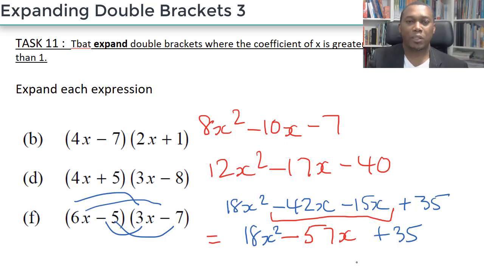Done. We've now looked at expanding brackets where the coefficient of x is greater than 1. Now we go to task 12, where what happens if I told you to simplify b minus d? These double brackets take away these. What would happen there? That's what we're going to look at in task 12. Are you excited? I am.